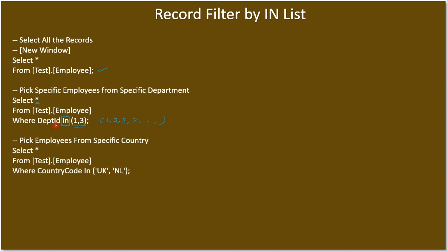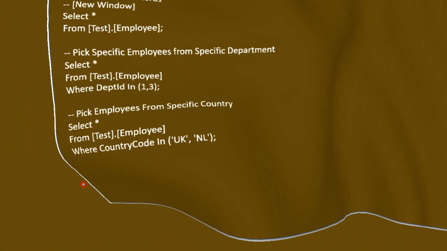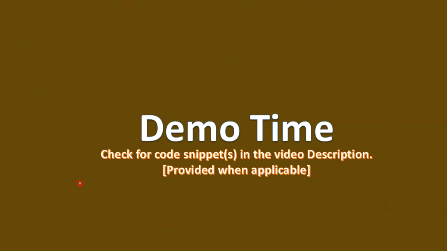All right. Here, if you see, we used the IN operator with numeric data. Here we used string. So our selection list is still separated by comma, but since it's a string or character type, we enclosed it with single quotes. So that's the difference. All right, now let's go to the demo and see how it works.